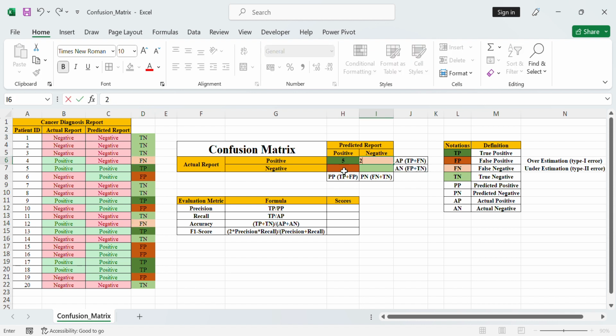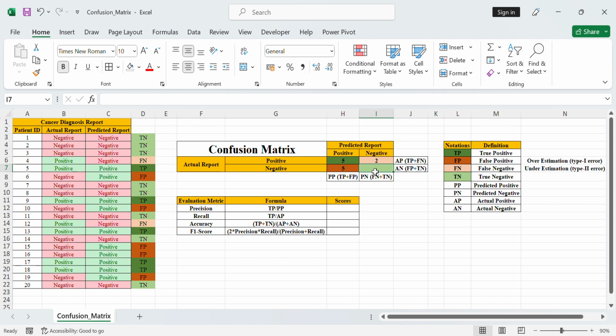Okay, this one is prediction positive but actual negative. Prediction positive means this is actual negative, so falsely predicted as positive. FP, FP. How many FPs here? 1, 2, 3, 4, 5. So there are 5 FPs.